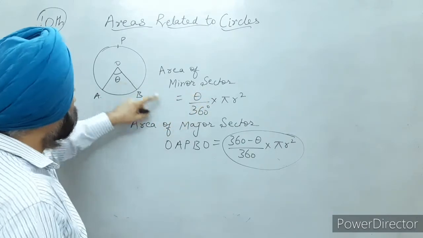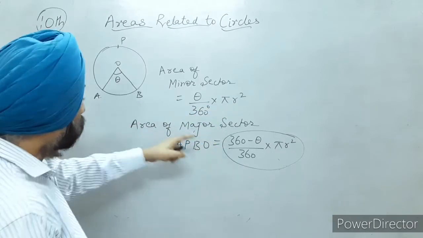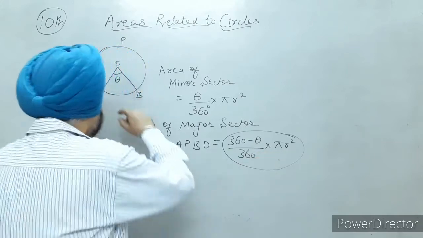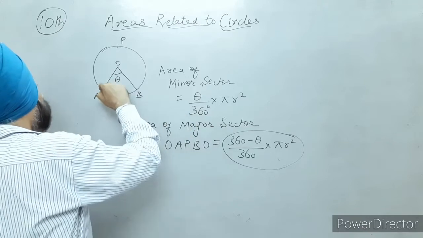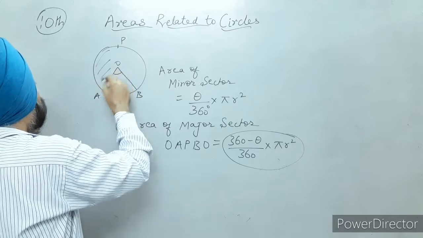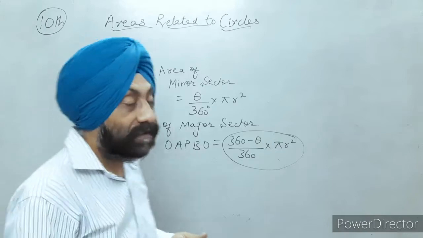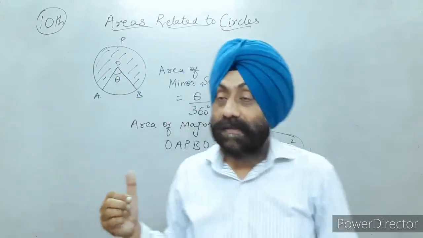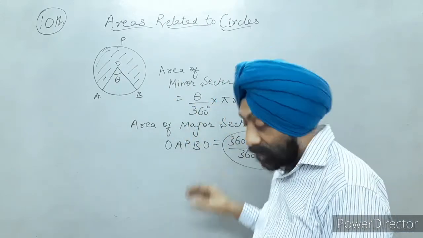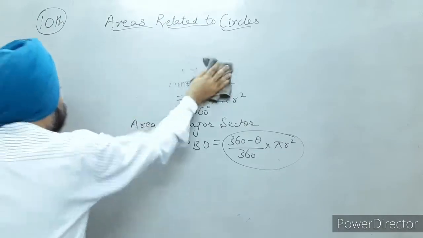Area of the minor sector is theta upon 360 into pi r square. Area of the major sector is 360 minus theta upon 360 into pi r square. This is the major sector, that is OAPBO. This one. Area of the major sector, right? This is the minor sector. So we can calculate different parameters by using the respective formulas. Now, one more thing I want to tell you.